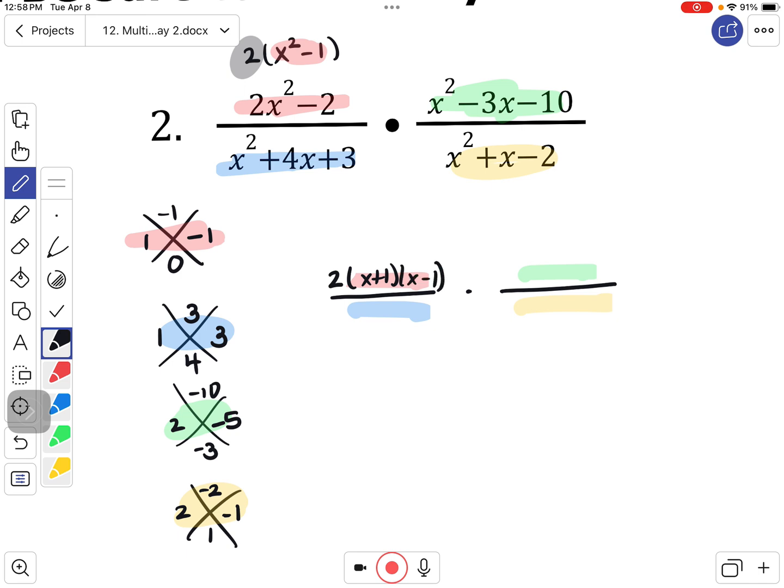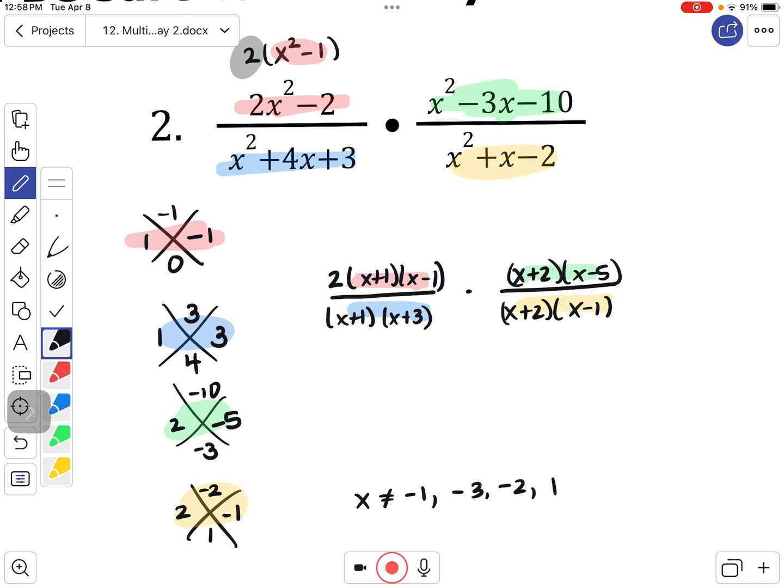I'm going to go to my blue. I have x plus 1, x plus 3. Go to my green. I have x plus 2, x minus 5. And my yellow is x plus 2, x minus 1. Okay, I'm going to state my undefined. So x cannot equal, it was a positive 1, so negative 1, negative 3, negative 2, and a positive 1.